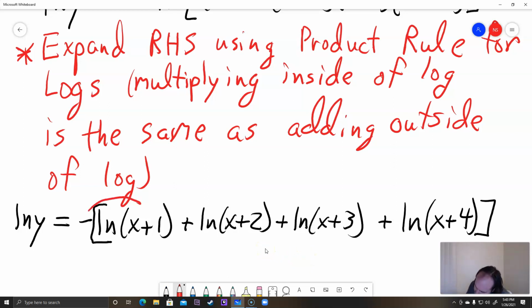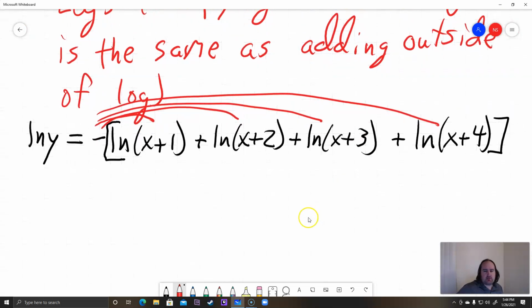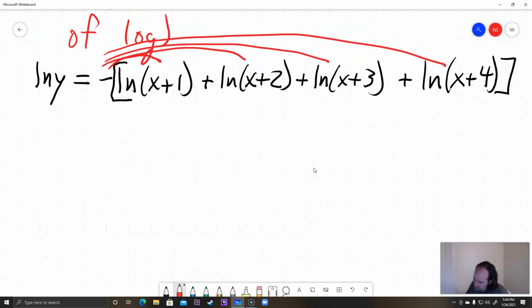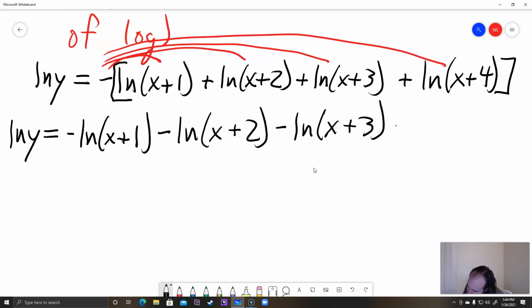We're going to distribute the minus to every single term on the right side. So if we distribute that minus, we're going to get ln of y equals negative ln of x plus 1 minus ln of x plus 2 minus ln of x plus 3 minus ln of x plus 4. So all we did in that step is we distributed the minus.